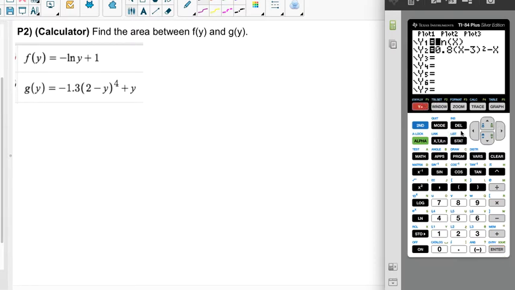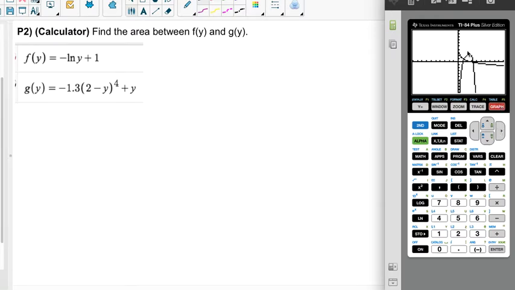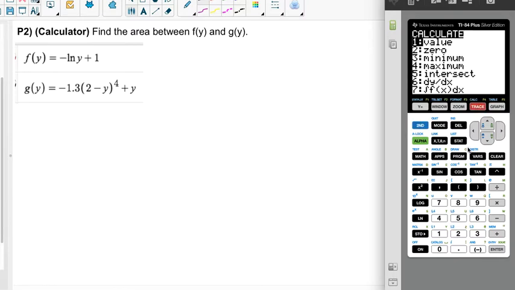So remember, I'm putting this in with x's, right? So I'm gonna do second insert, negative. I'm gonna put a +1. That +1 is not inside the log. Down here, this should be a negative 1.3 in parentheses. I have a 2 minus y, but y is really x in this situation, to the 4th. Excuse me. And then plus a y, which is really an x in this situation. So again, I need to graph them. So that's the window I'm looking at. I need to find those 2 points of intersection. So I'm going to do second calc intersect.